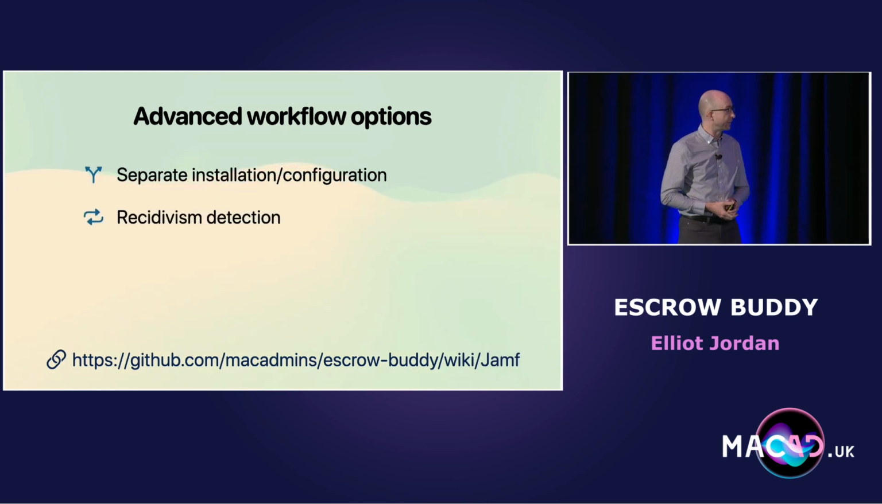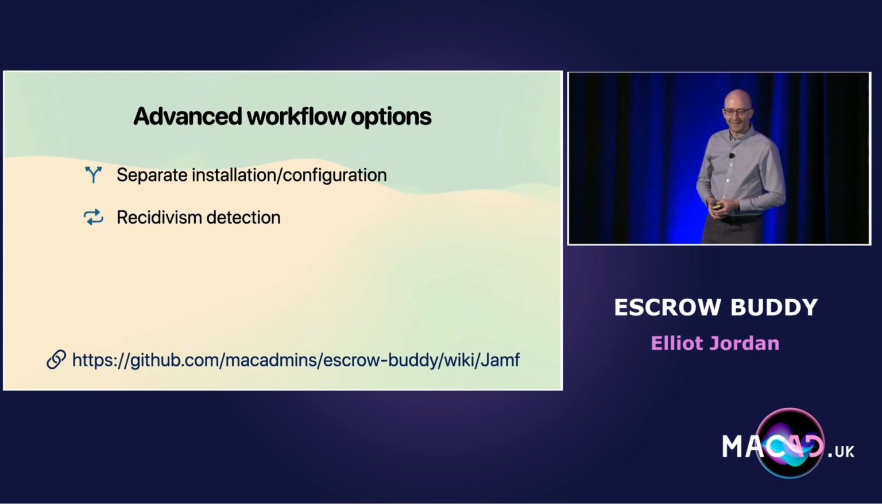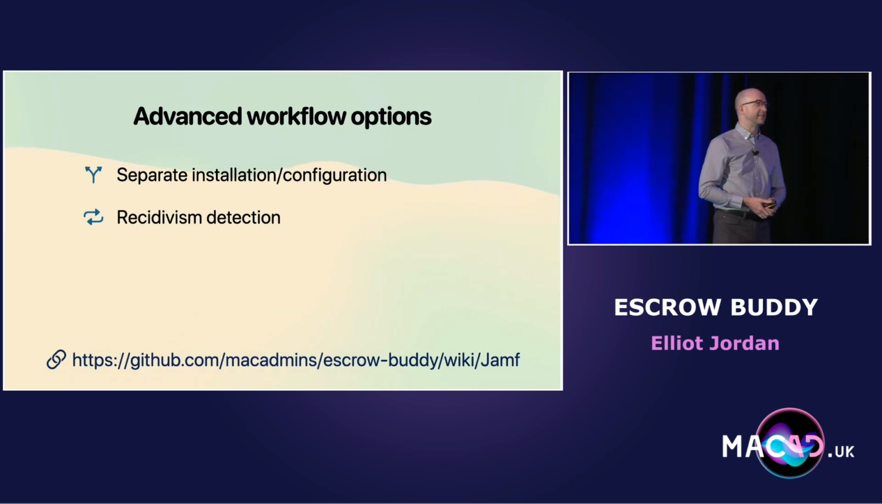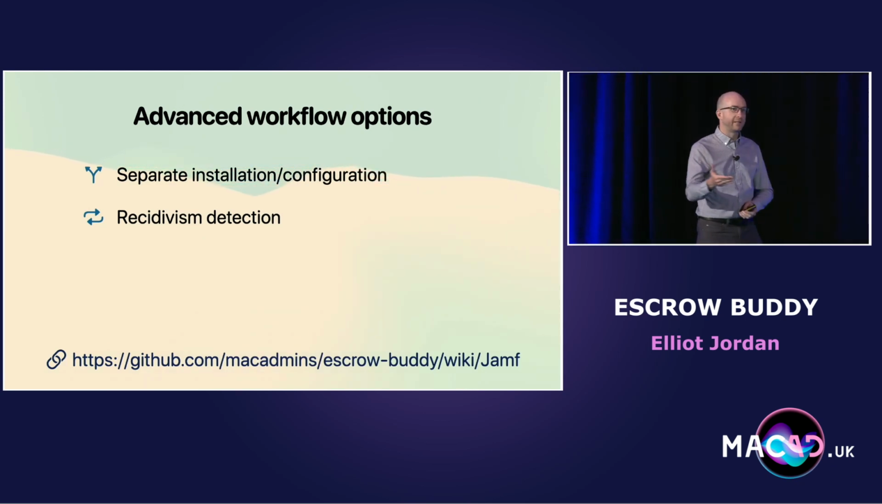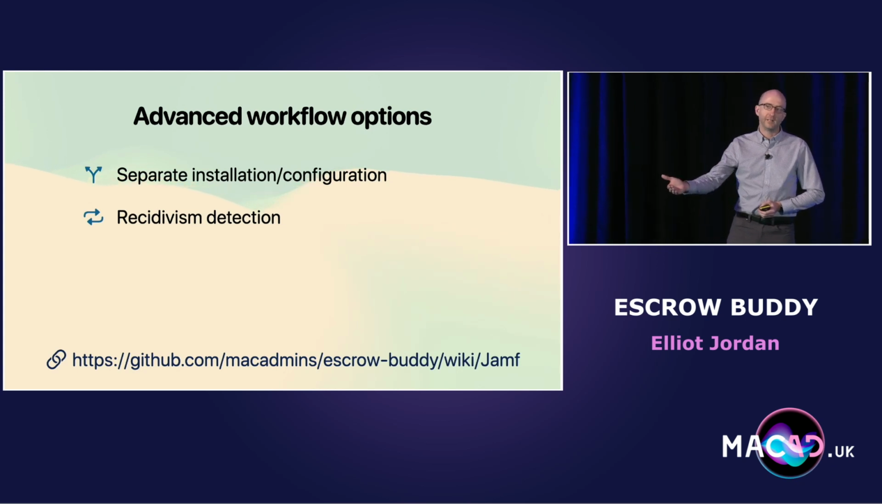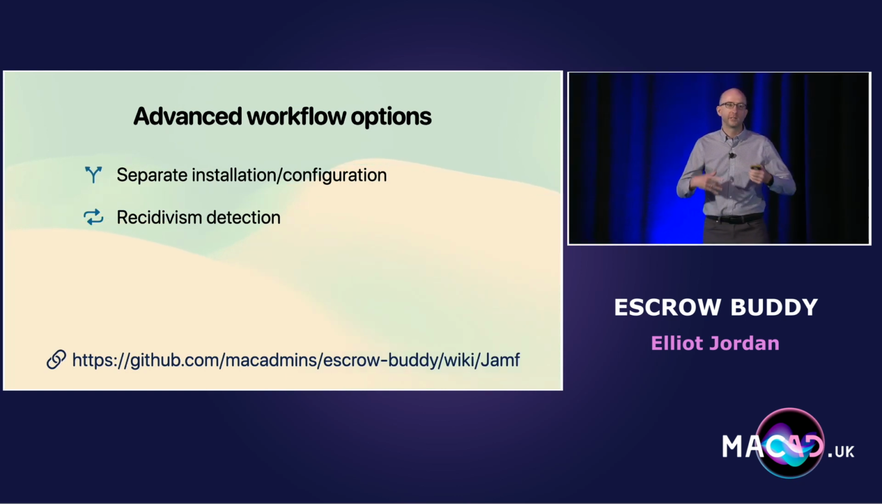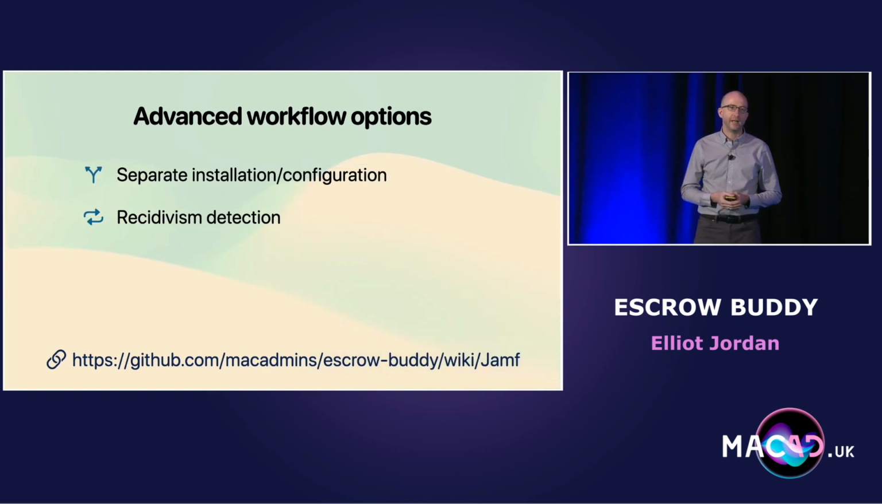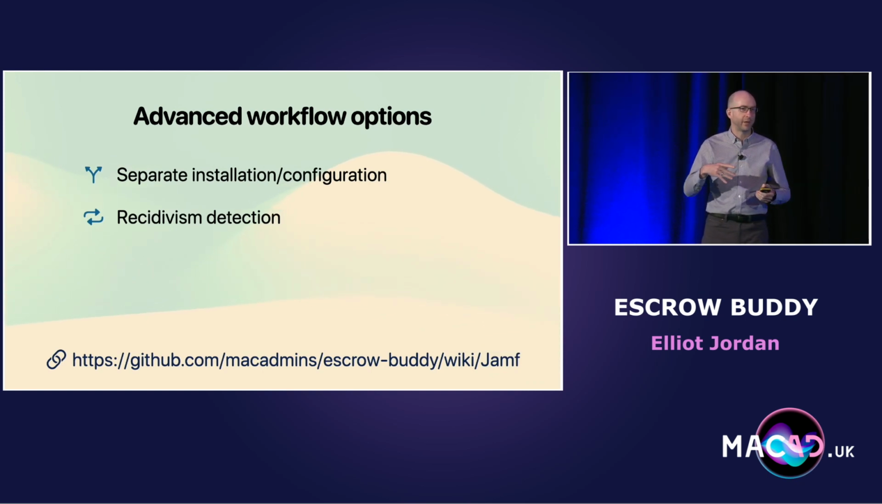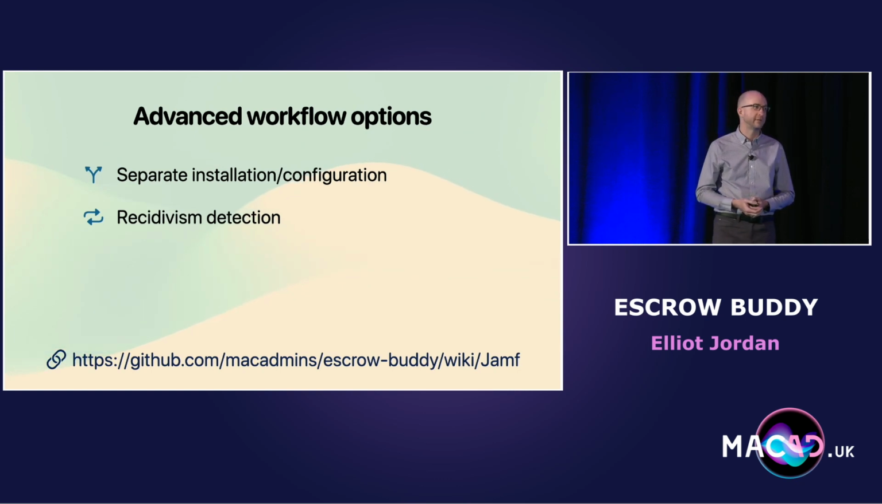Recidivism detection. There's my Scrabble word for the day. This is detecting Macs that are going from invalid keys to valid and then back to invalid again for some reason. You can kind of create an extension attribute to figure out when was the last time the key was regenerated, and if a Mac flips that date back to the present more than once, then there's probably an issue there that warrants some investigation.